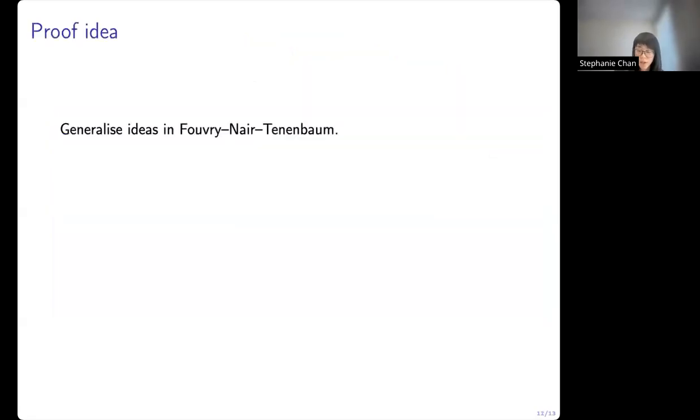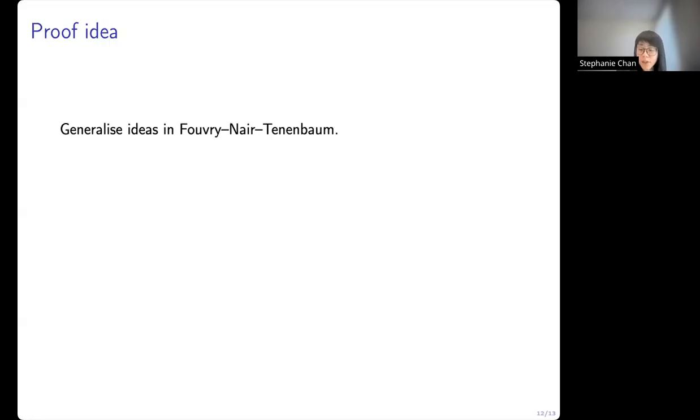Okay, so in the last part of the talk, I will just mention a few ideas that go into the proof. The main strategy is to generalize the work of Fouvry, Nair, and Tenenbaum.